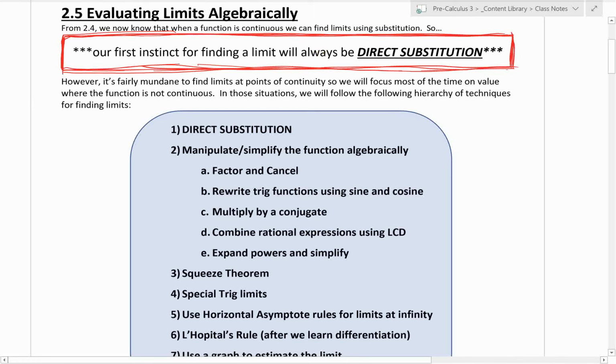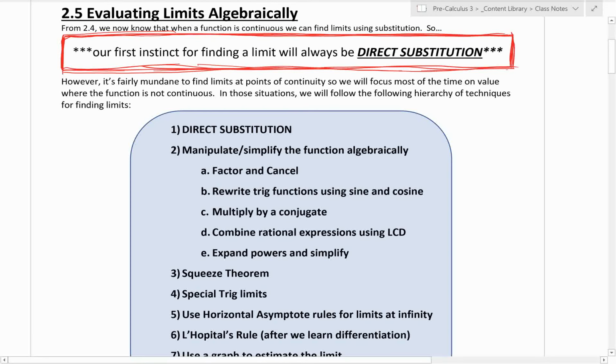Now I belabor that because in the homework from the last section, you did a bunch of problems with direct substitution. You got super excited because now finding limits is super easy. But as I mentioned, as we go forward, we're really going to focus on limits at values where the function is not continuous. So we won't be able to do direct substitution for most of the limits that we are asked to evaluate. But that doesn't mean we shouldn't try direct substitution.